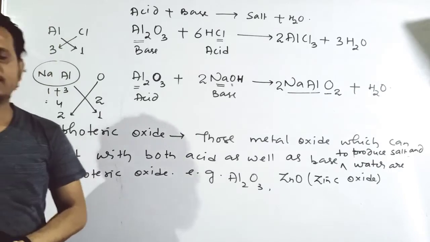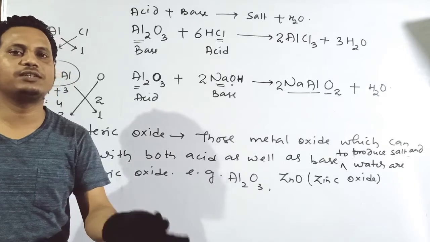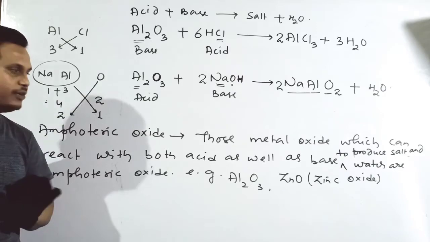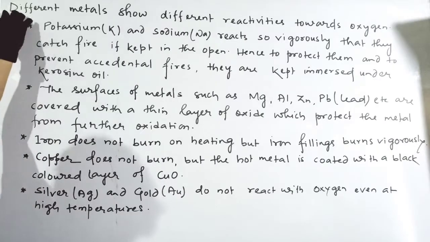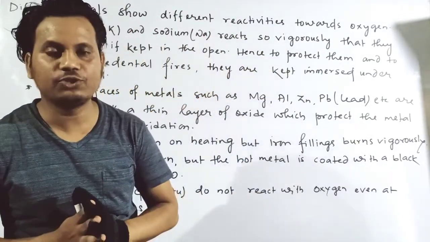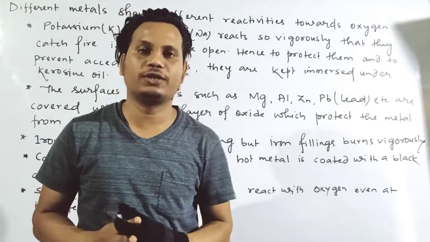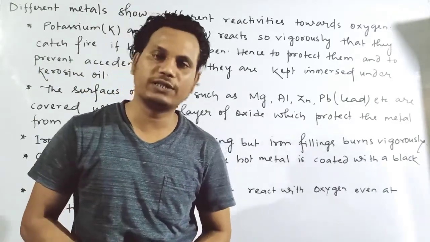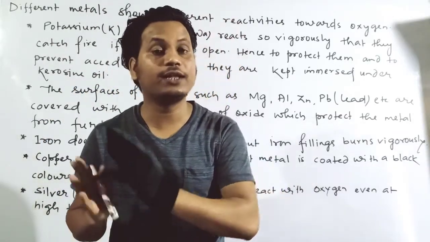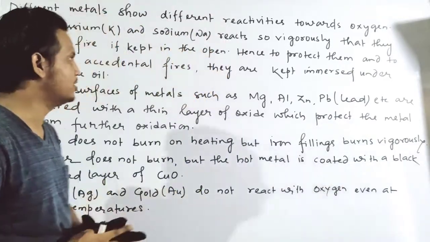Now we will discuss that different metals have different reactivity with oxygen. Different metals show different reactivities toward oxygen. All the metals do not have the same rate of reaction, the same speed, with oxygen. Some metals react very fast, some metals react very slow, and some metals do not react with oxygen at all. Now let us see.